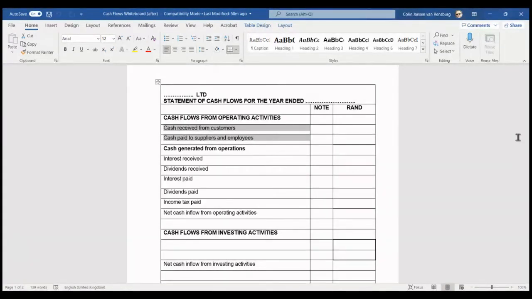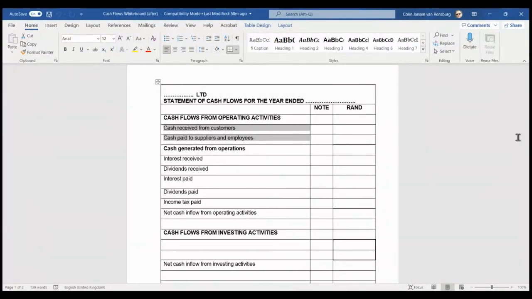The next item there, ladies and gentlemen, is cash paid to suppliers and employees. So maybe let's just analyze that. Cash paid, that is clearly already indicating a flow of cash. Just like the cash received from customers already indicates a flow of cash. Right, cash received would represent an inflow, cash paid would represent an outflow. So clearly the cash received from customers will be a positive figure, and the cash paid to suppliers and employees will be a negative figure.